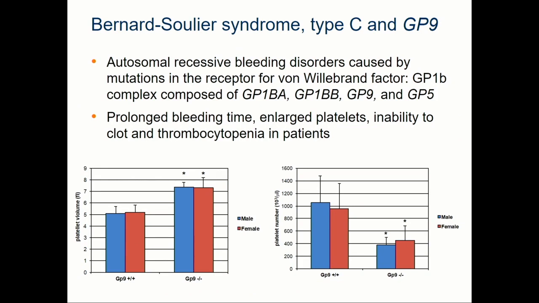So just to highlight a few examples of this. Bernard-Soulier syndrome, a set of autosomal recessive bleeding disorders, are all caused by mutations in the von Willebrand factor receptor. This receptor is a protein complex composed of GP1BA, GP1BB, GP9, and GP5, so glycoprotein 9, GP9. We've produced an IMPC mouse on this, which nicely phenocopied the phenotypes you see in the human disease of prolonged bleeding time, large platelets, and thrombocytopenia. This is the IMPC data, and you can see in the mutant here on the right, increased platelet volume and decreased platelet numbers.